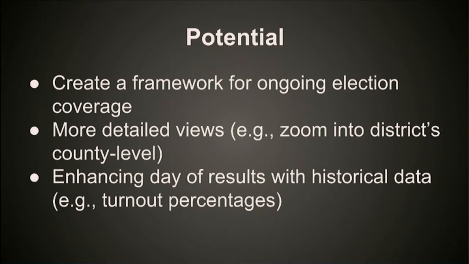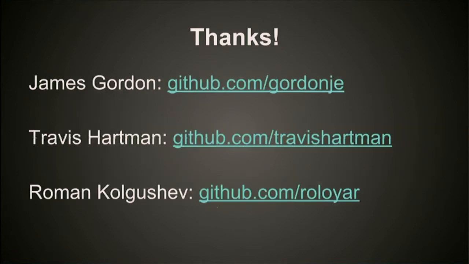There are some more enhancements we could do, like a more detailed view of the districts, like zooming into the county level. And also, if we have our own data that we've collected each year, we can add historical information like turnout percentages, like how people are actually coming out and voting in the same sorts of numbers that they have historically. That's about it.